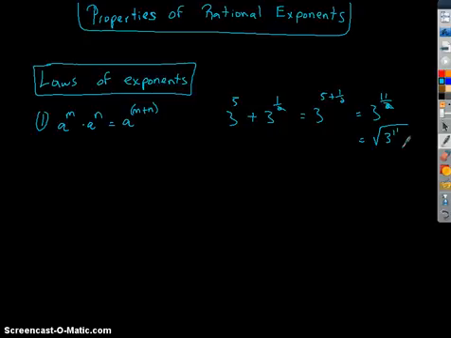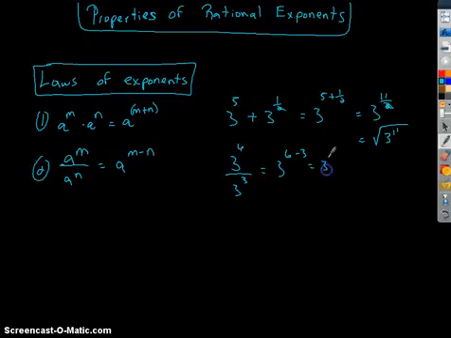Another property is if you divide those, for example, a to the m divided by a to the n. When you divide those, you may already know, you subtract the exponents. So it's a to the m minus n. So that's how it works. As an example, if I gave you 3 to the 6th divided by 3 to the 3rd, you wind up having 3 to the 6 minus 3, which is 3 to the 3rd. And that would be the answer for it.